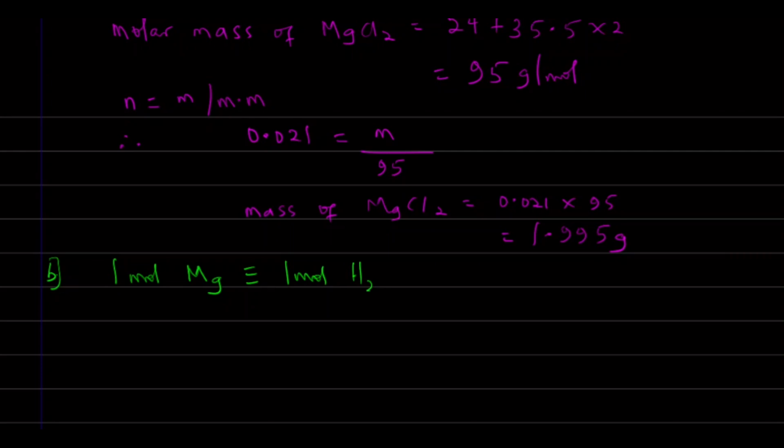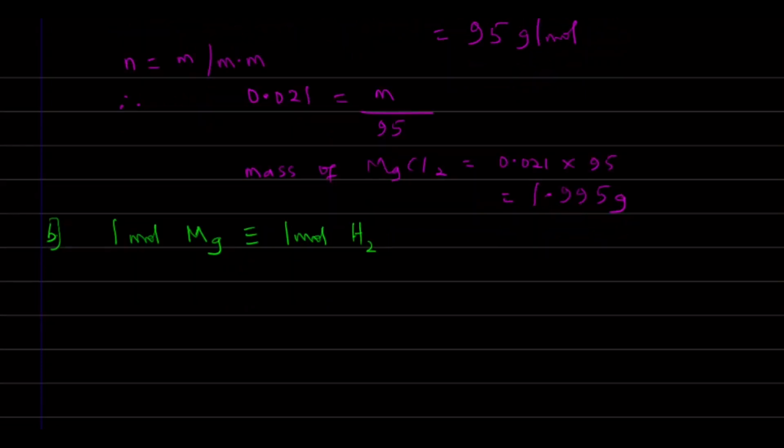We check the reaction. The calculated value we have is 0.021 mole of magnesium, which simply means that the mole of hydrogen gas is also 0.021 mole of hydrogen gas. So the mole of hydrogen gas is 0.021. Now that we know the mole of hydrogen gas, we have to solve for the volume.